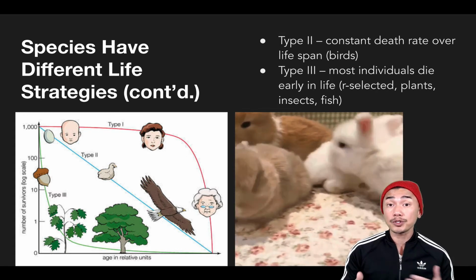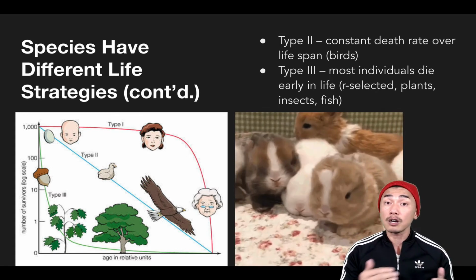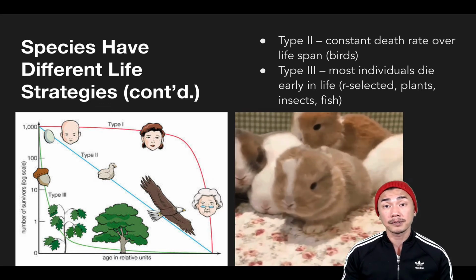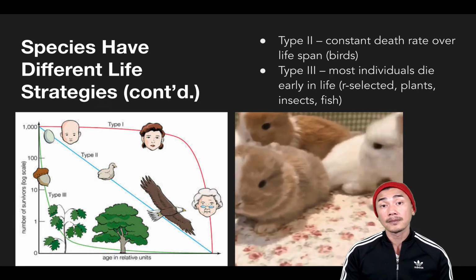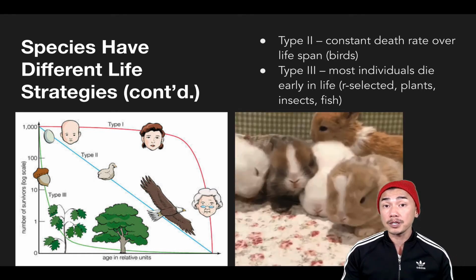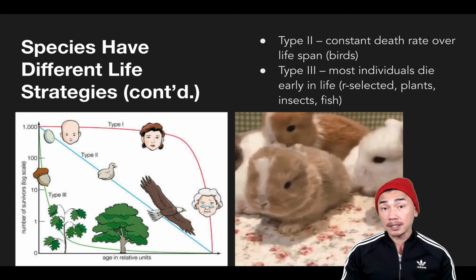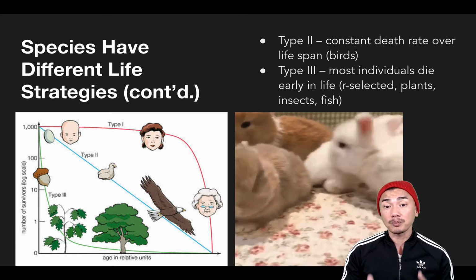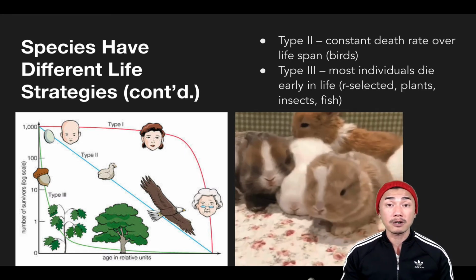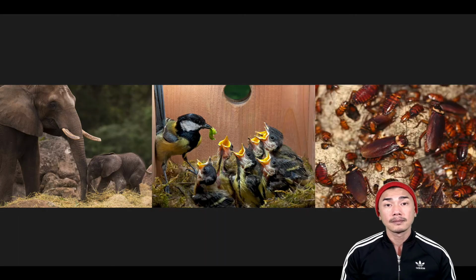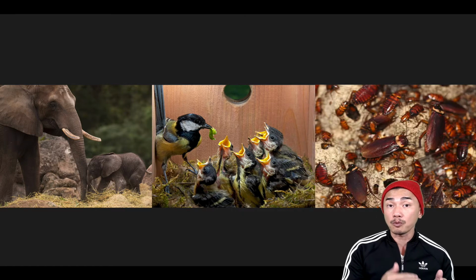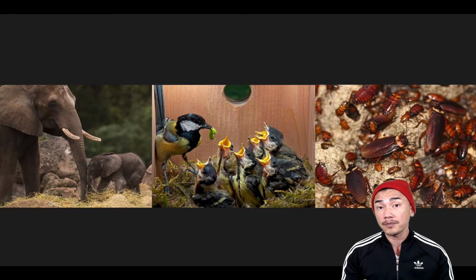Organisms with a type 2 survivorship curve tend to have a constant death rate over their lifespans. Birds are an example. Organisms with a type 3 survivorship curve tend to die earlier in life. They tend to be R-selected species, and plants, insects, and fish are examples. Whether you are type 1, 2, or 3 tends to correlate with the amount of parental care, with type 1 with the most parental care and type 3 with the least parental care.